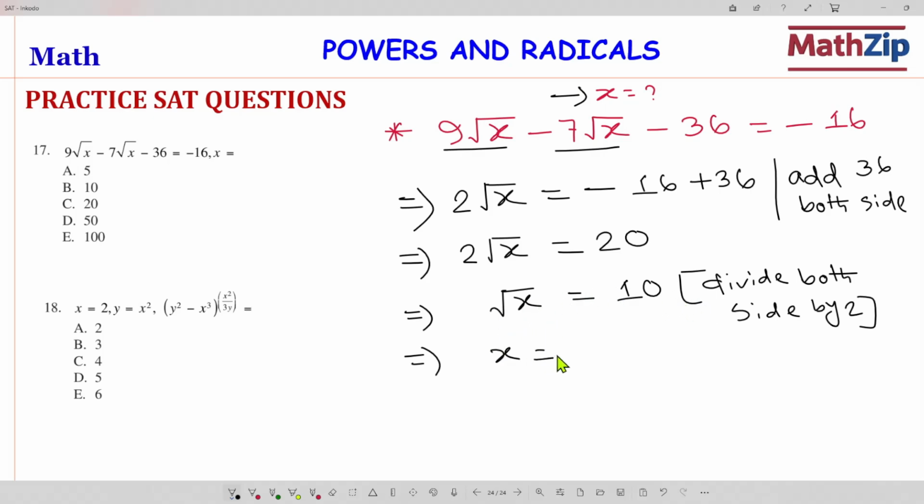So x equals, once we square, 10 squared, and this root is out. So x equals 10 squared, which means 100. So this is option E. I hope this is clear.